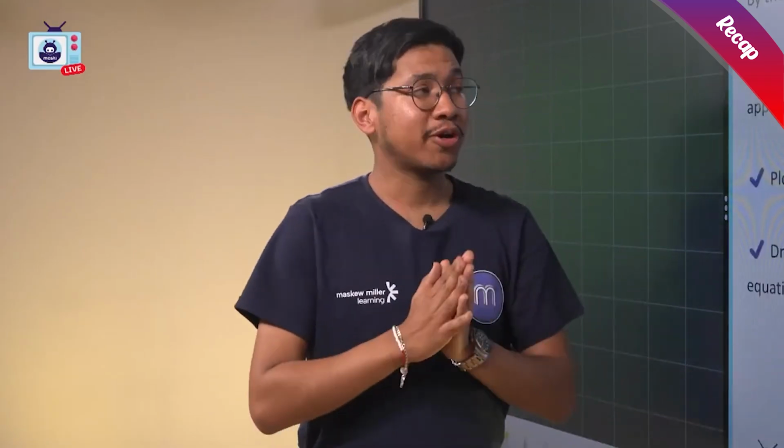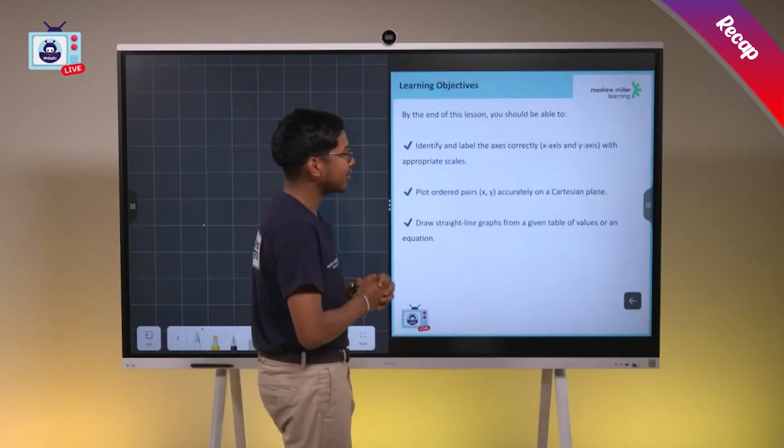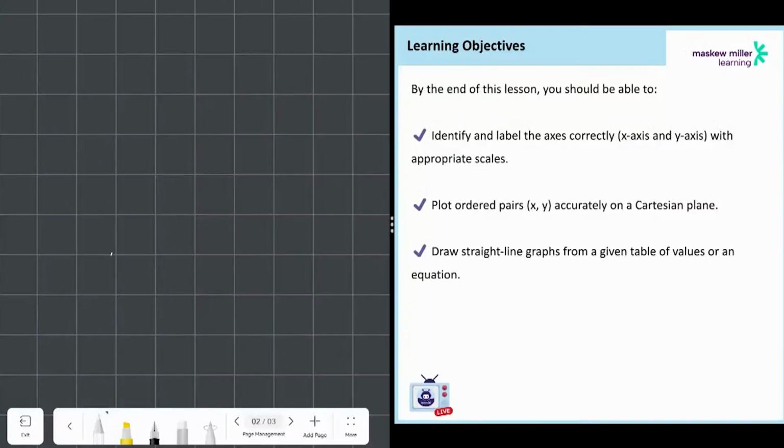Now, obviously, before we start any lesson, we need to look at what we wish to achieve at the end of the lesson. So our objectives are as follows. We need to identify and label axes correctly, and an axis consists of an x-axis and a y-axis with appropriate scales. We need to plot ordered pairs, and an ordered pair is an x value and a y value accurately on a Cartesian plane. And then lastly, we need to draw graphs from a given table of values, or we're going to use an equation. Just to pay attention, we're going to draw straight line graphs from a table of values or from an equation.